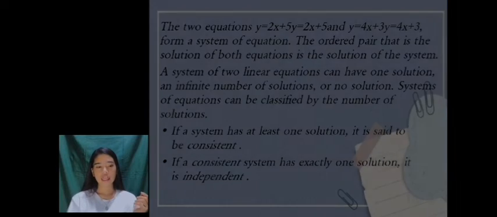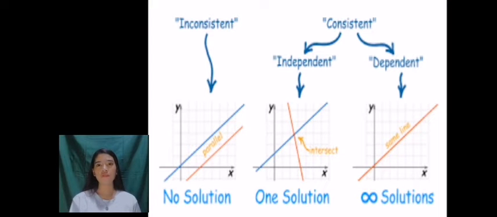So, next slide. The next slide is the example of the two kinds of graph, the inconsistent and the consistent. As you can see, under the consistent, we have independent and dependent. In graph, they have different names. Under the inconsistent, if the lines of the two linear equations form parallel lines, it has no solution.